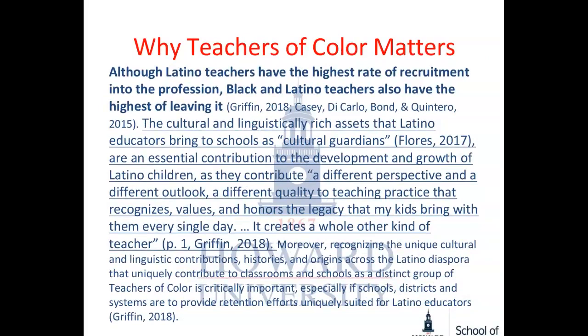We know that it's been a big part of even the civil rights movement. Black and Latino communities were demanding that teachers in their schools at least looked like and even spoke like the communities they served. And that's still the ongoing conversation today. And what we see in some of the research is that the culturally and linguistically rich assets that Latino educators bring to schools as cultural gardens are an essential contribution to the development and growth of Latino children, as they contribute a different perspective and a different outlook, a different quality to teaching practice that recognizes, values, and honors the legacy that my kids bring with them every single day. It creates a whole other kind of teacher.